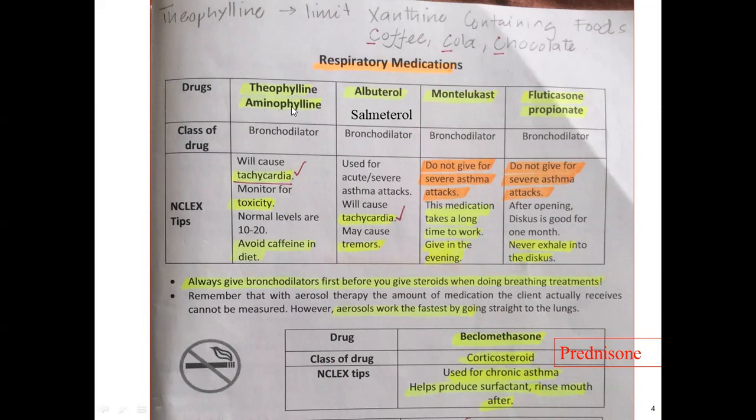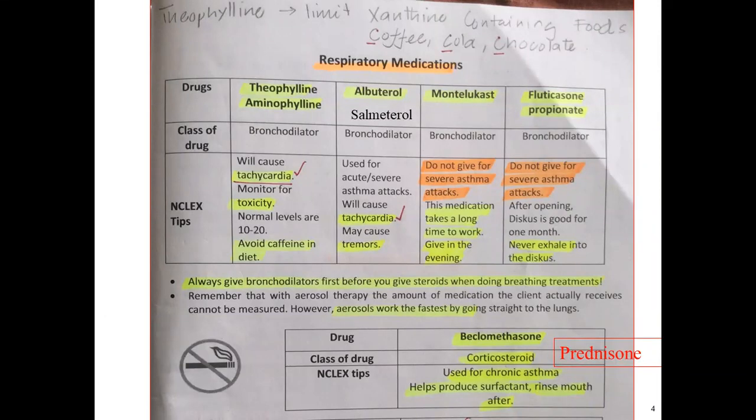So theophylline or aminophylline, in a very severe condition, we use this medication. But commonly we do not use them because they have many severe side effects. They can cause tachycardia or palpitation like salmeterol, but they can also cause dysrhythmia or involuntary contraction of muscle, which we call seizure.